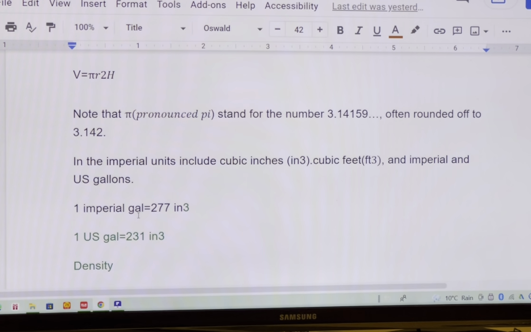One imperial gallon equals 277 cubic inches. One US gallon equals 231 cubic inches.